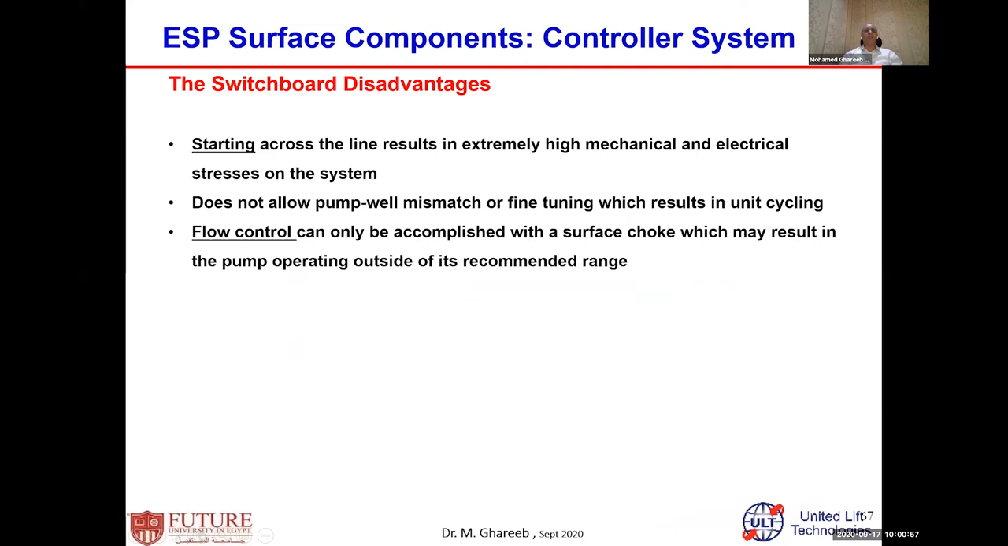What are the advantages and disadvantages? The switchboard is very simple, but there are some disadvantages or limitations. Starting requires extremely high amps and high torque in order to run the system. It does not allow pump matching or fine-tuning changes of production. I cannot change speed. If the downhole condition or production changes, I cannot change the speed, so I cannot change the system capabilities. I have only one fixed speed, one production rate. I cannot control the flow out from the wells.